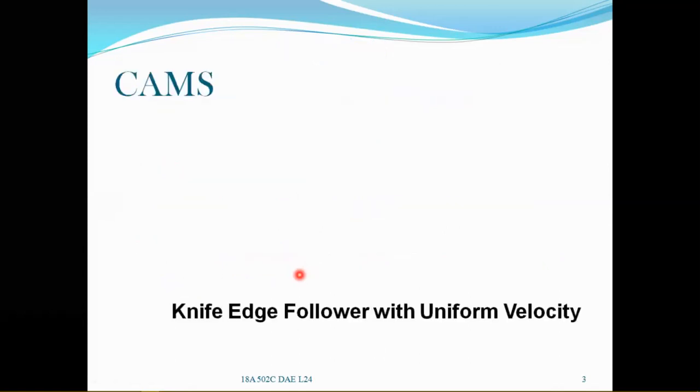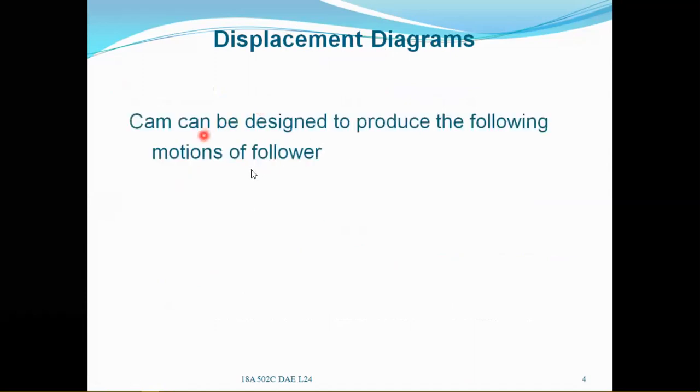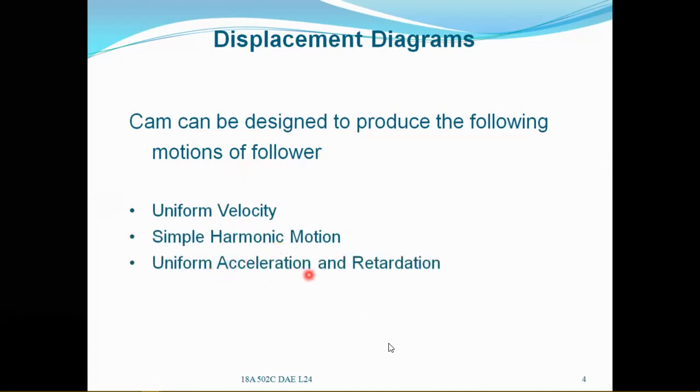First of all, let us discuss the cam profiles for a knife edge follower with uniform velocity. First of all, how to draw? Once again, let us recall how to draw the displacement diagrams when the follower moves with uniform velocity. Cams can be designed to produce the following motions for the follower: uniform velocity, simple harmonic motion, and uniform acceleration and retardation.